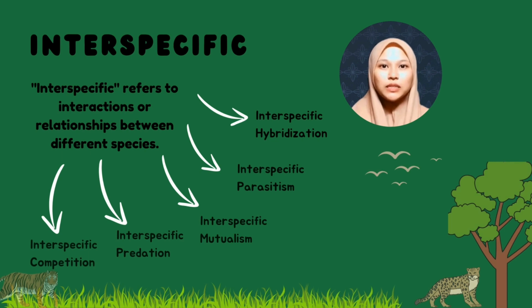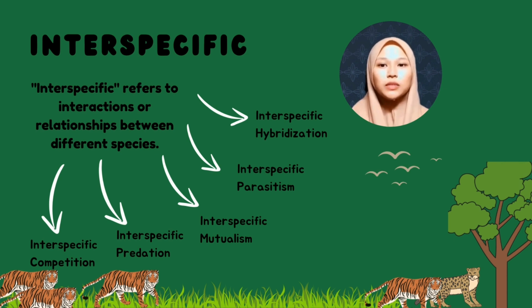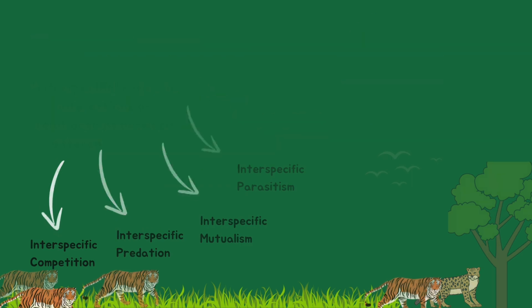Next, what's the meaning of interspecific? Interspecific refers to interaction or relationship between different species. This term is commonly used in ecology and biology to describe various types of interaction, such as interspecific competition, interspecific predation, interspecific mutualism, interspecific parasitism, and the last one is interspecific hybridization.